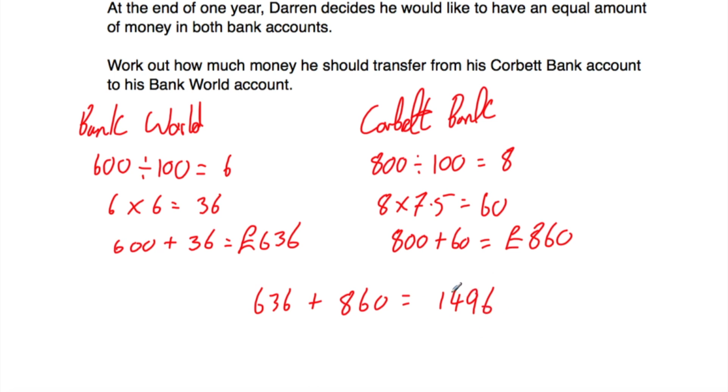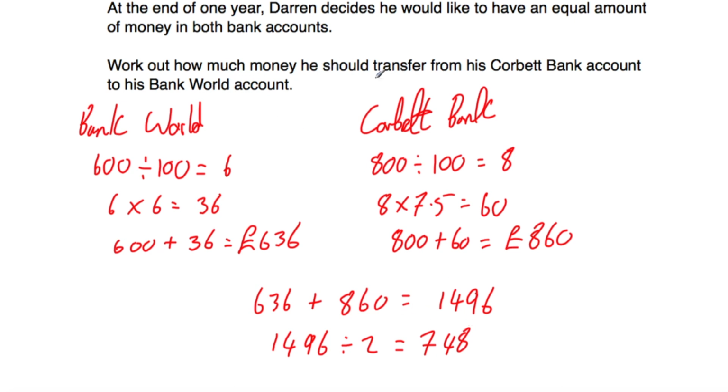So now if we divide that by 2, that's how much money he wants in each bank account. He wants the same amount of money in each bank account. So if we take the £1,496 and divide that by 2, that's equal to £748. So that means that Darren, if he was to put the same amount of money in each bank account, would have £748 in each bank account.